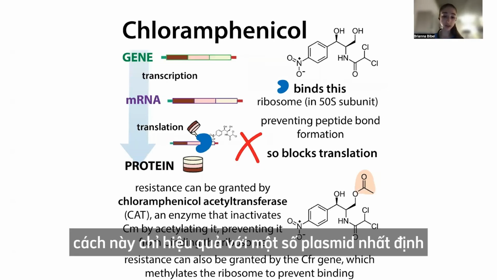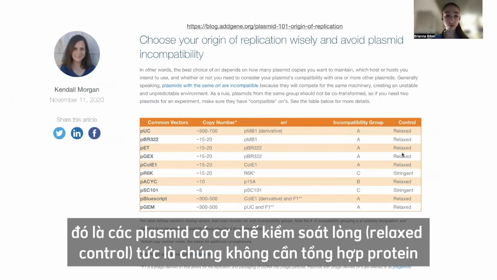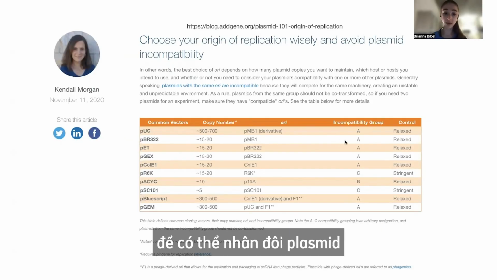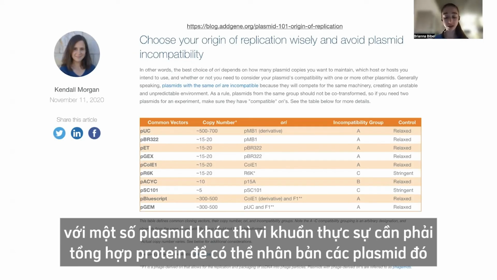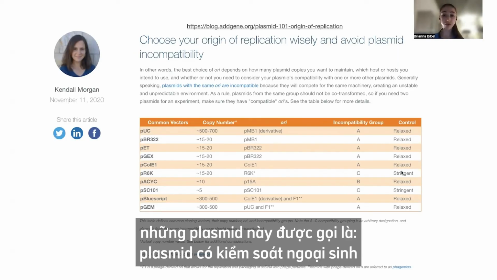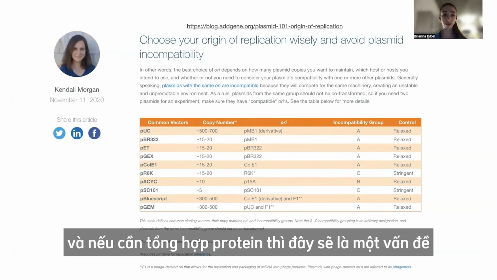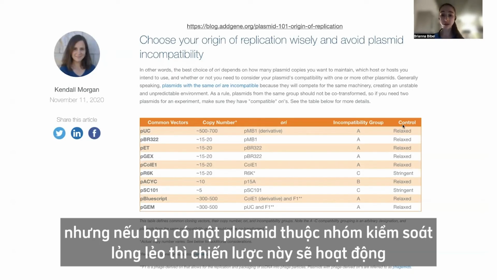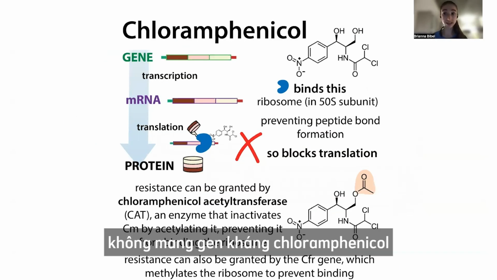This will work only with certain plasmids, the ones that have relaxed control, where they don't need to make proteins in order to replicate the plasmid. With other plasmids, the bacteria have to make proteins in order to replicate them. These are called stringent control, whereas with relaxed control they don't need to make any proteins. If you need to make proteins, that would be an issue, because chloramphenicol is inhibiting protein making. But if you have one of these relaxed plasmids, then the strategy will work, as long, of course, as your plasmid doesn't have a chloramphenicol resistance gene.